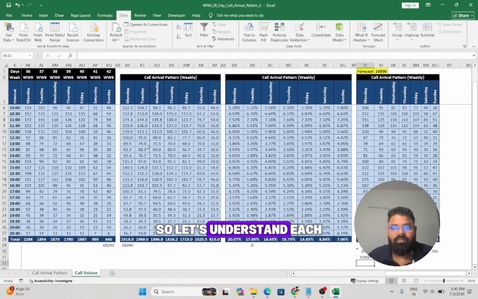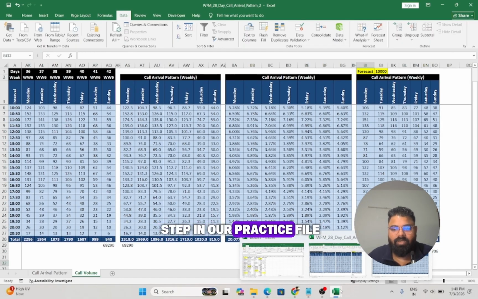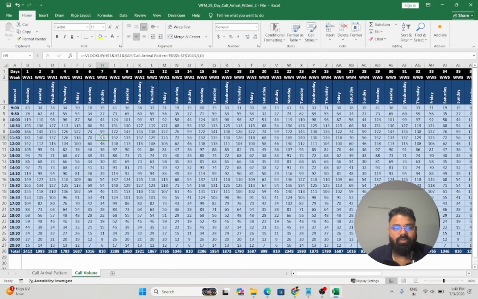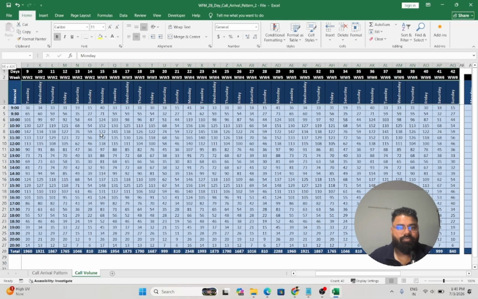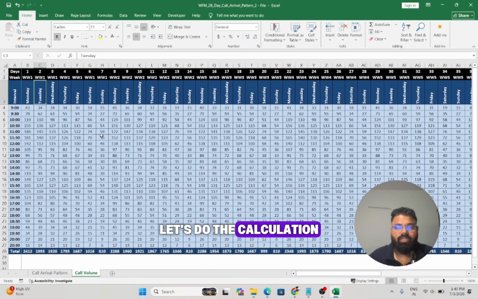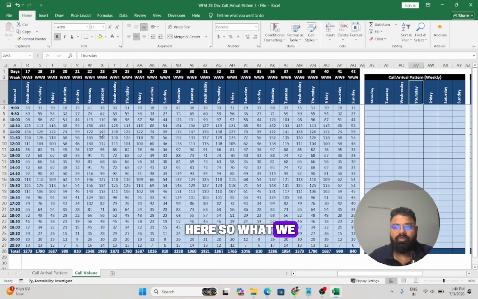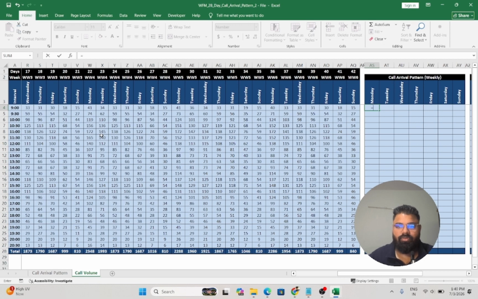So let's understand each step in our practice file. So here we have our practice file. I have this data. Let's do the calculation here. I will see the weekly arrival pattern, how our volume is looking like per interval per day if we take 6 week data as reference. So let's do that.